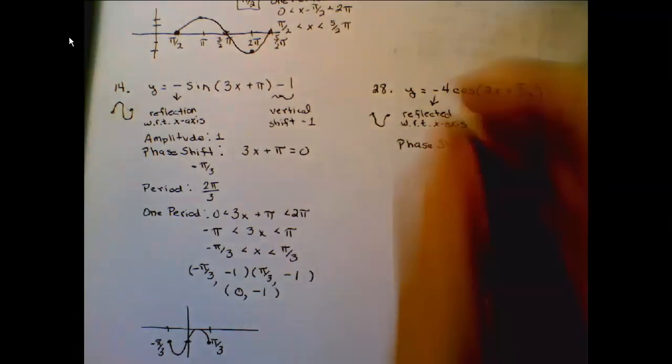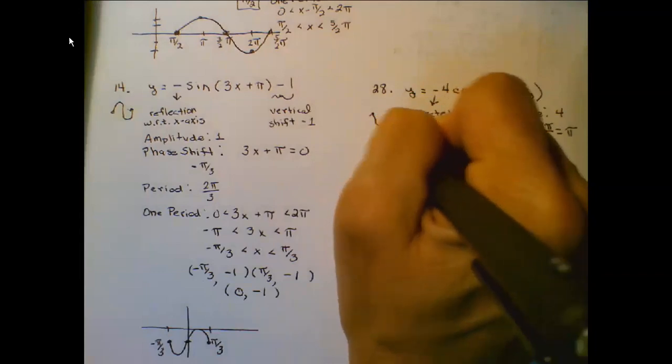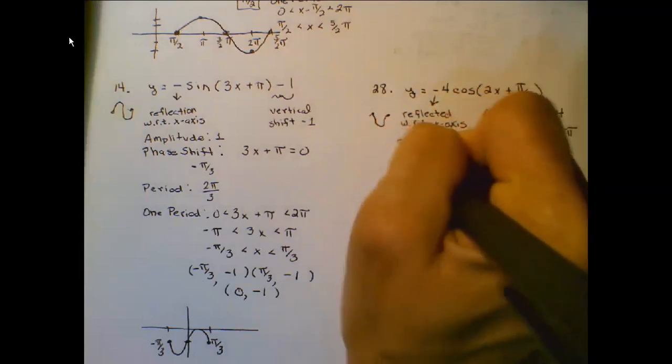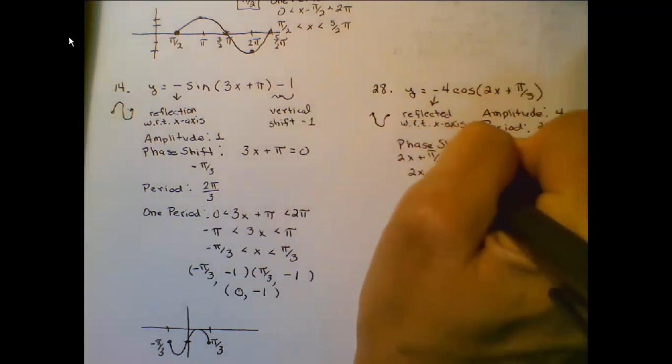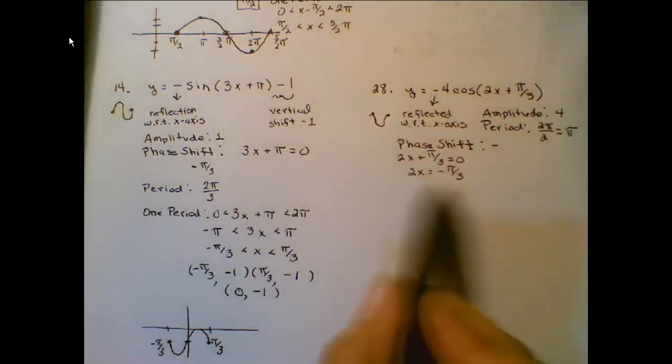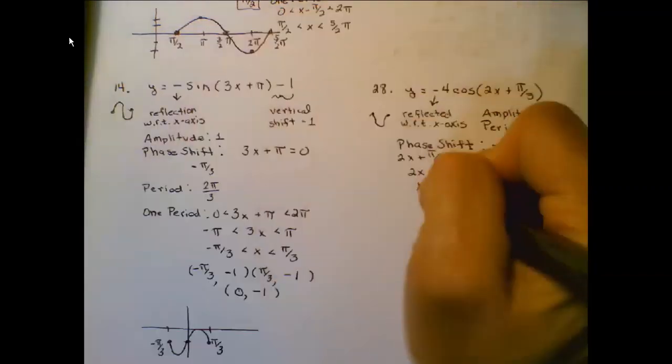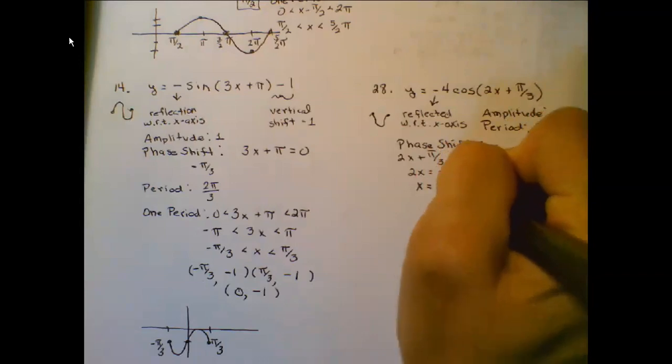Let me write it down for you. 2x plus pi over 3 equals 0. So 2x is negative pi over 3. I'm not multiplying both sides by 2, I'm dividing both sides by 2. What's 1/3 divided by 2? Negative pi over 6. Yeah, negative pi over 6. Is that okay, Miss Kelsey?